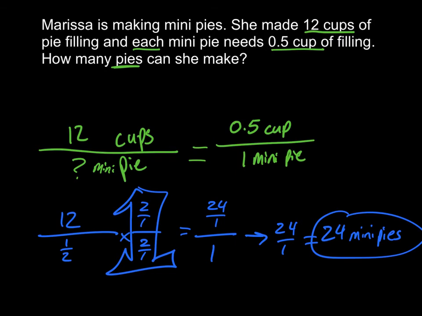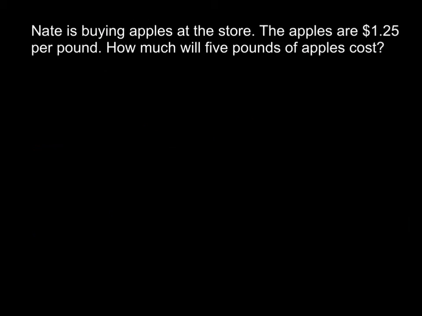Let's try another problem. Nate is buying apples at the store, and the apples cost $1.25 per pound. How much will 5 pounds of apples cost? Please write this on your own in ratio form, and then go ahead and solve it, and then I'll show you how I did it.